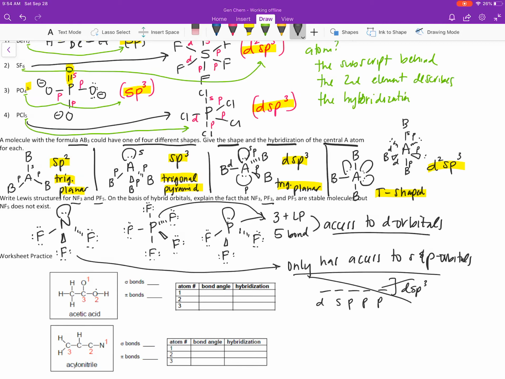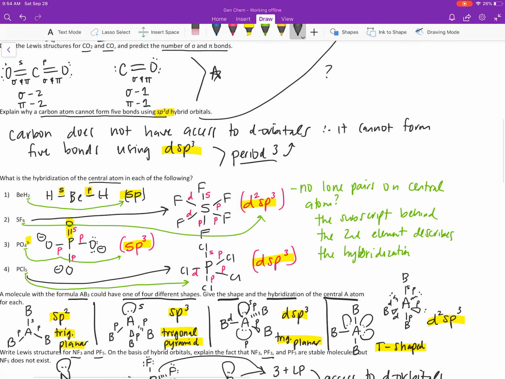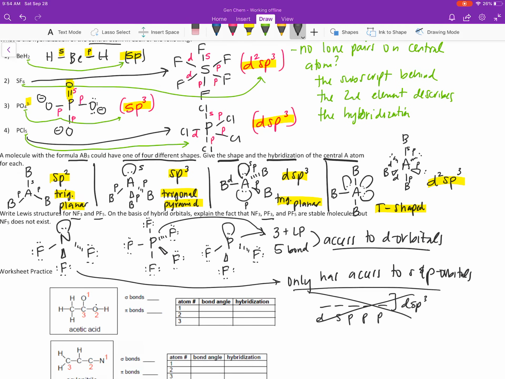Okay, it's not possible for nitrogen, but it is possible for our period 3 elements, which we've already just set up here. So period 1 and 2 are limited to structures that can only be sp3 hybridized or lower. And then once we get to period 3 elements, for our covalent compounds, they can form sp all the way up to dsp3 and d2sp3.